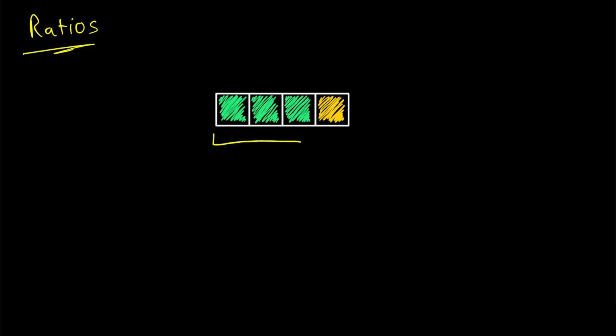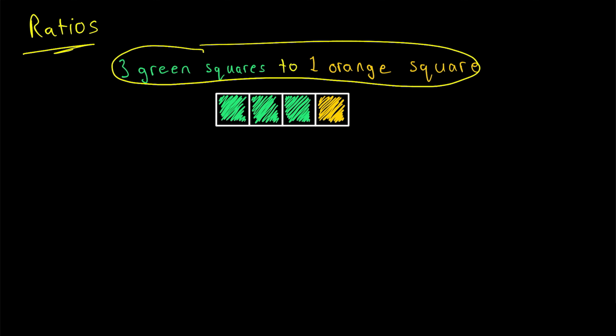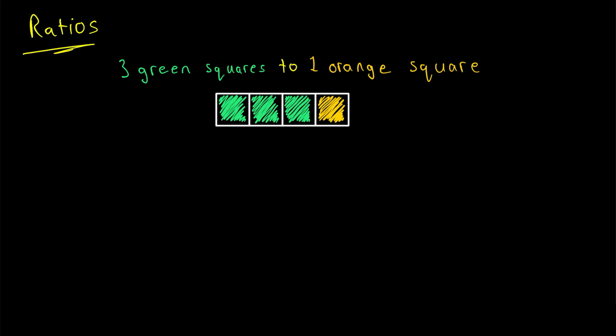So the ratio of green squares to orange squares is 3 to 1, which we can write like this. 3 green squares to 1 orange square. And notice that this response mimics how I asked the question. I asked, what's the ratio of green squares to orange squares? To answer the question, we just count the number of green squares, count the number of orange squares, and say the ratio. 3 green squares to 1 orange square.